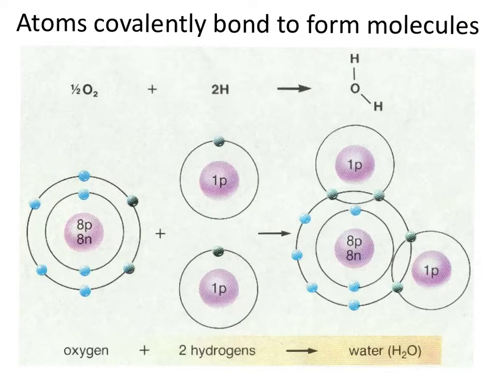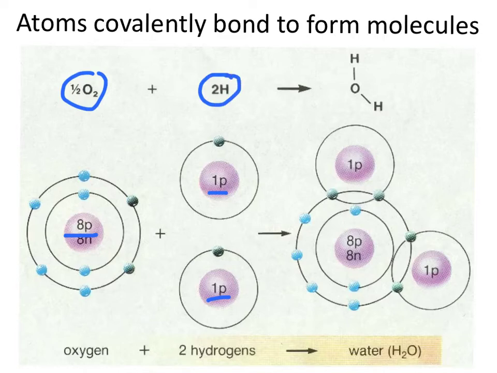Here's an example of what this looks like. You've got 3 atoms over here on the left. You can tell that this must be an oxygen atom since there are 8 protons in it, and these only have 1 proton in their nucleus, so they must be 2 hydrogen atoms. All of these atoms are unstable.